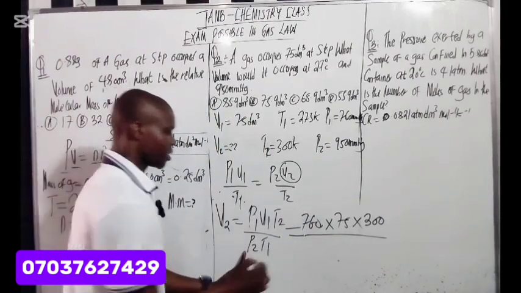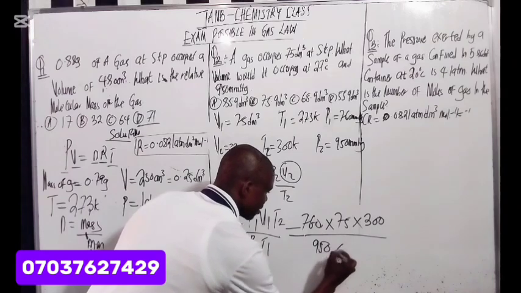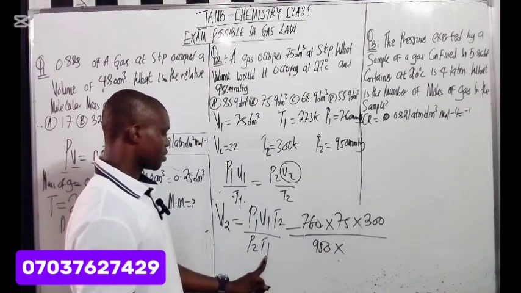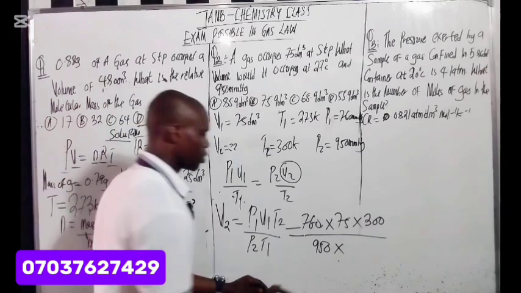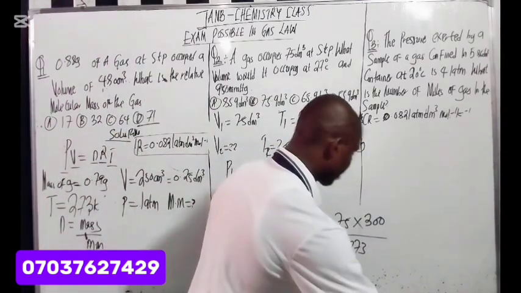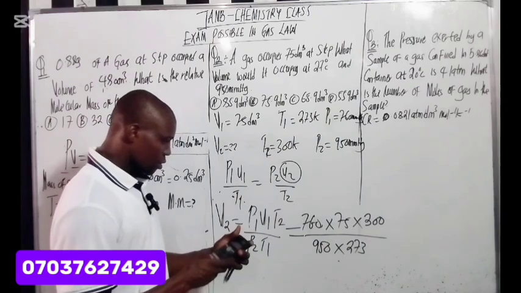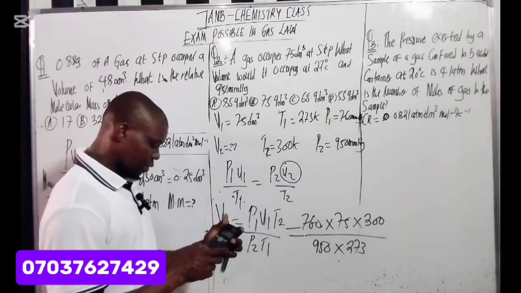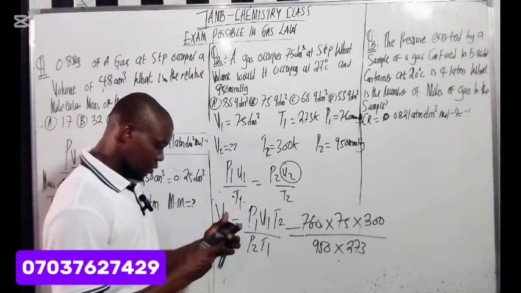So my P2 is what? 950 times. My T1 is what? Where's my T1? 273. Do you see that? So let's use our calculator to get our values. 760 times 75 times 300 divided by 950 times 273.